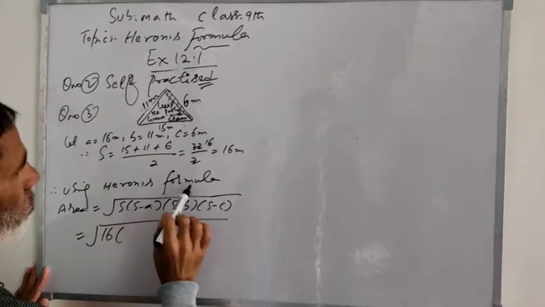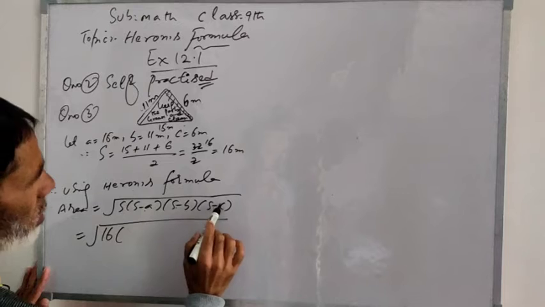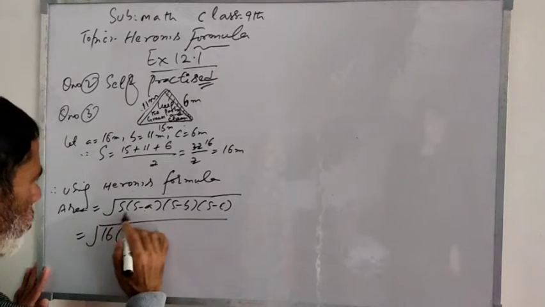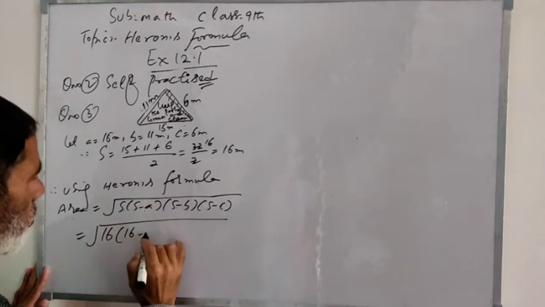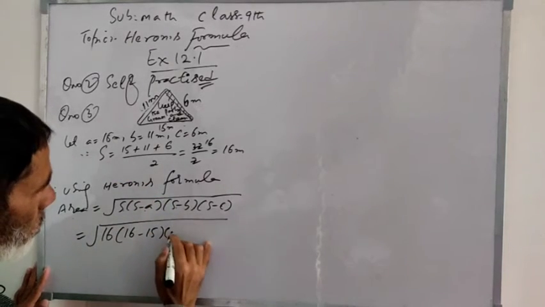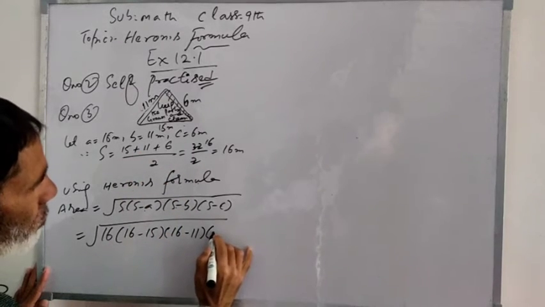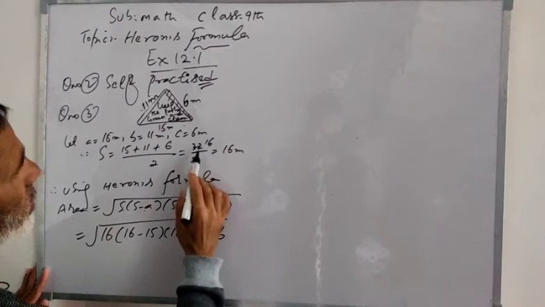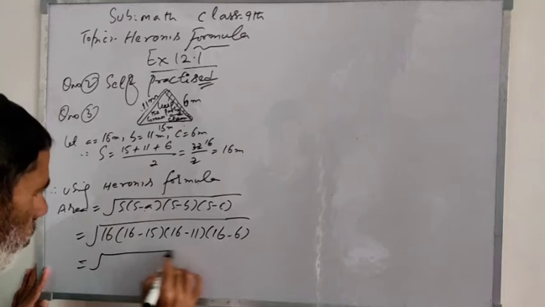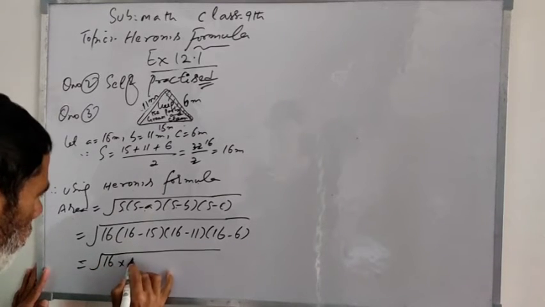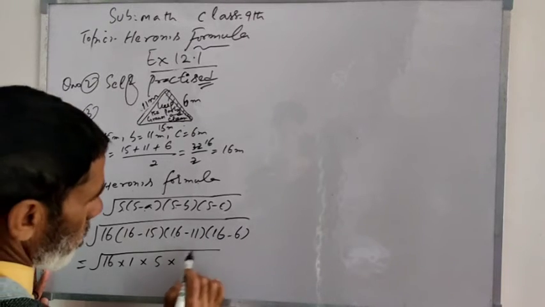By Heron's formula, area will be root of S into S minus A into S minus B into S minus C. S is 16, and instead of A we write 15, instead of B we write 11, instead of C we write 6. So it will be root of 16 into 16 minus 15 is equal to 1, 16 minus 11 is equal to 5, 16 minus 6 is equal to 10.